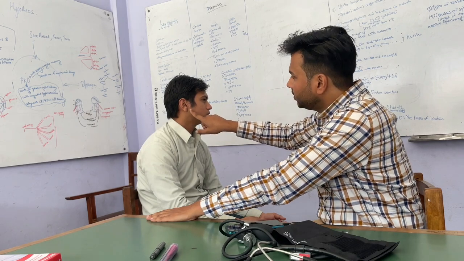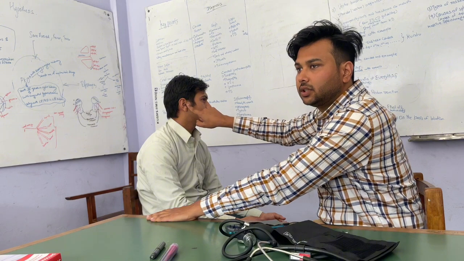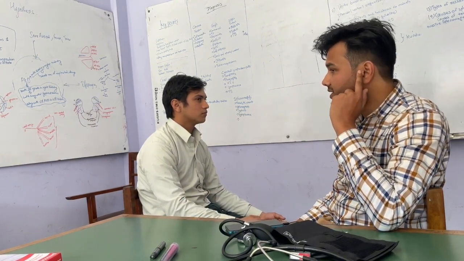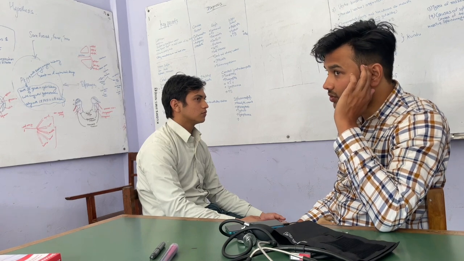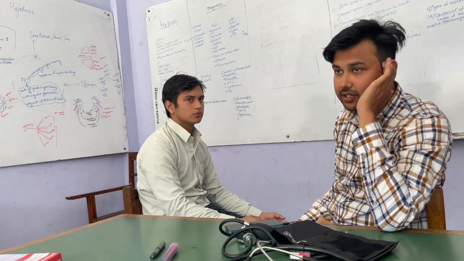To check for the temporal pulses, go 2 cm in front of and superior to the tragus. So this is the tragus, and 2 cm anterior and 2 cm superior to the tragus, you can find your temporal pulse. Did you find it? So that is also important.